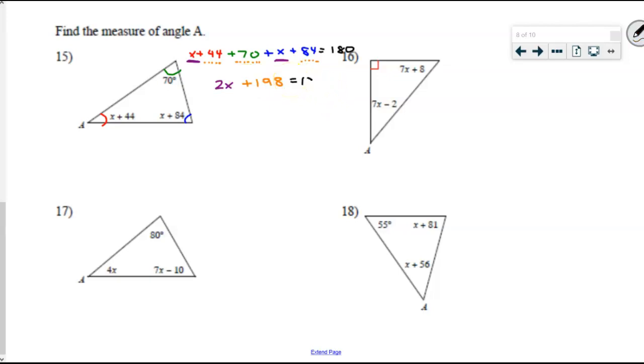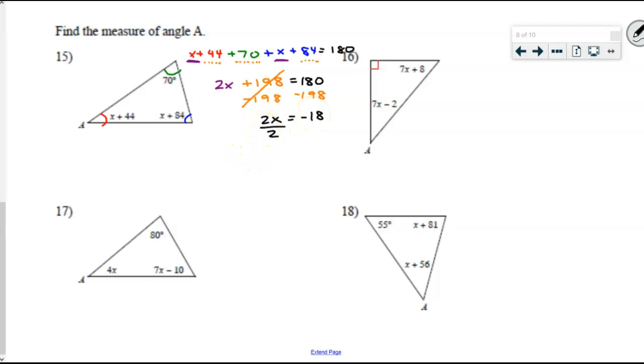And now that is equal to 180. We've been through this solving equations unit, so this is easy compared to what we used to have to do. We're going to undo adding 198 by subtracting 198. Balance it by doing the same thing to the other side. Zeros out, and I have 2x, which is equal to 180 minus 198. And I get negative 18.